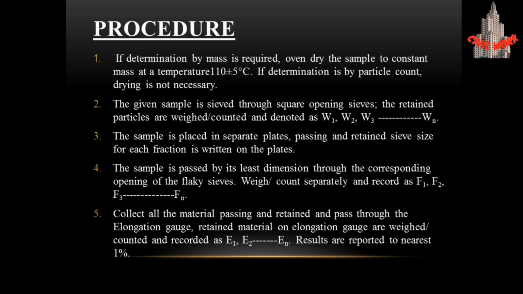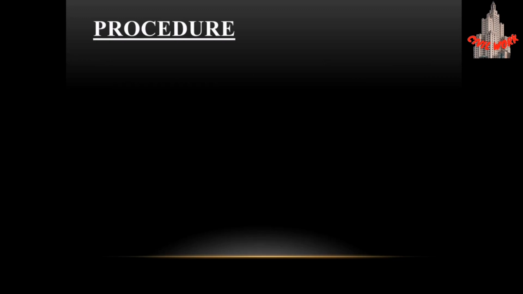The sample is placed in separate plates. Passing and retained sieve size for each fraction is written on the plates. The sample is then passed by its least dimension through the corresponding opening of flaky sieves. Weigh, then count and separate and record as F1, F2, F3 and onwards. Collect all the material passing and retained and mass through the elongation gauge, which we have demonstrated in earlier slides, that which is the elongation gauge.